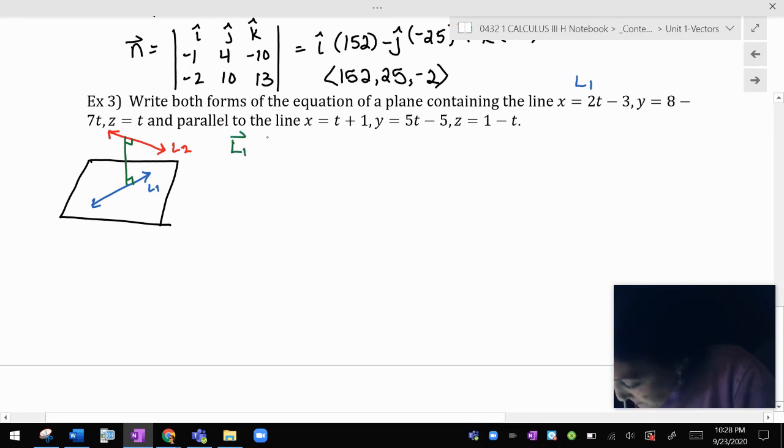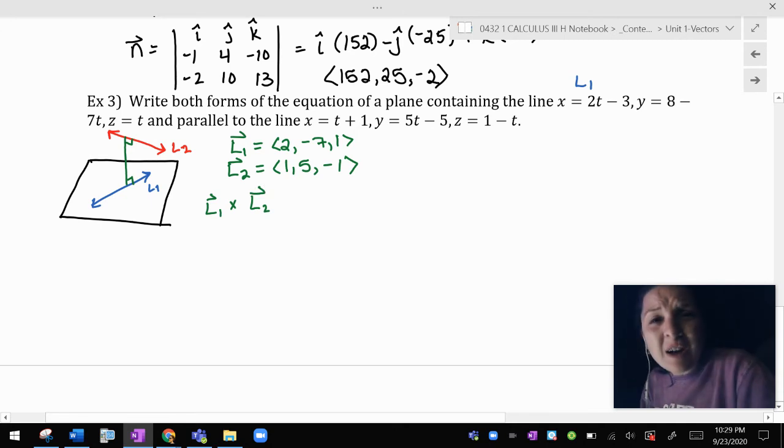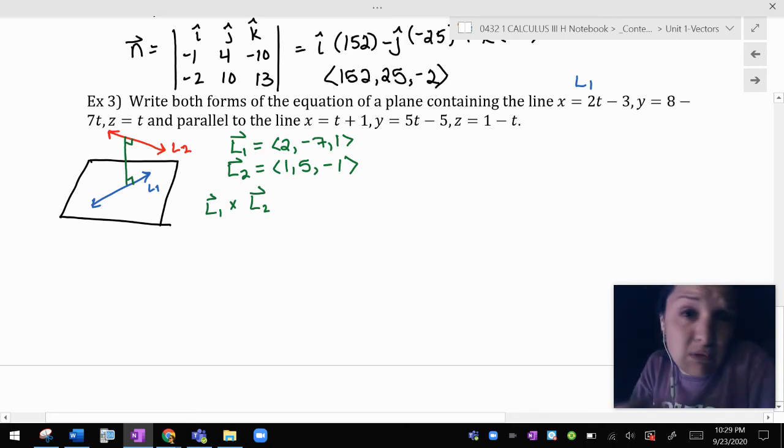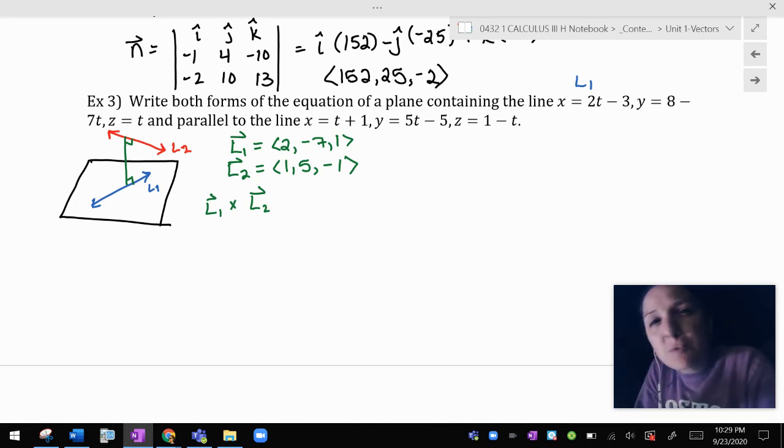So L1's vector is the vector 2, negative 7, 1. L2's vector is the vector 1, 5, negative 1. So if I cross them, L1 crossed with L2, see how they're kind of stacked already, kind of like a determinant? If it's okay with you guys, and let's face it, you can't really talk to me right now, so it's going to have to be okay. I'm going to do this without setting up the determinant and just kind of do it in my noggin.